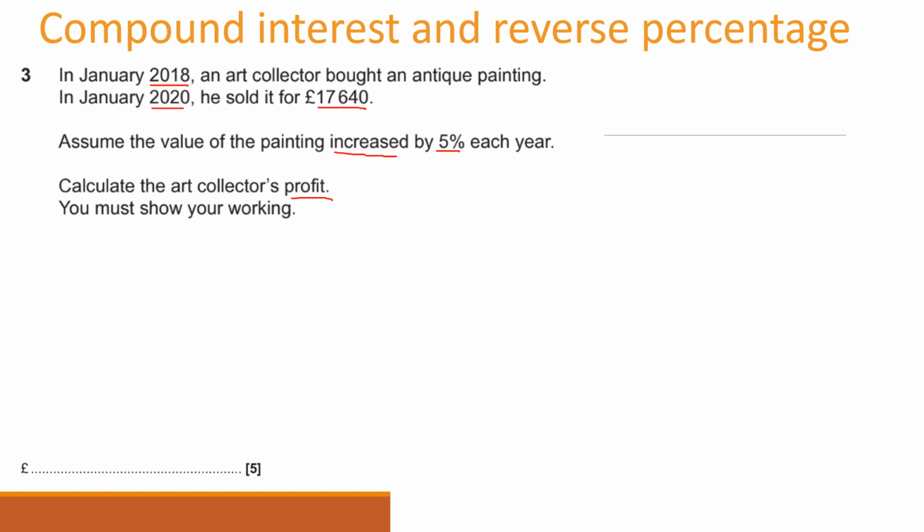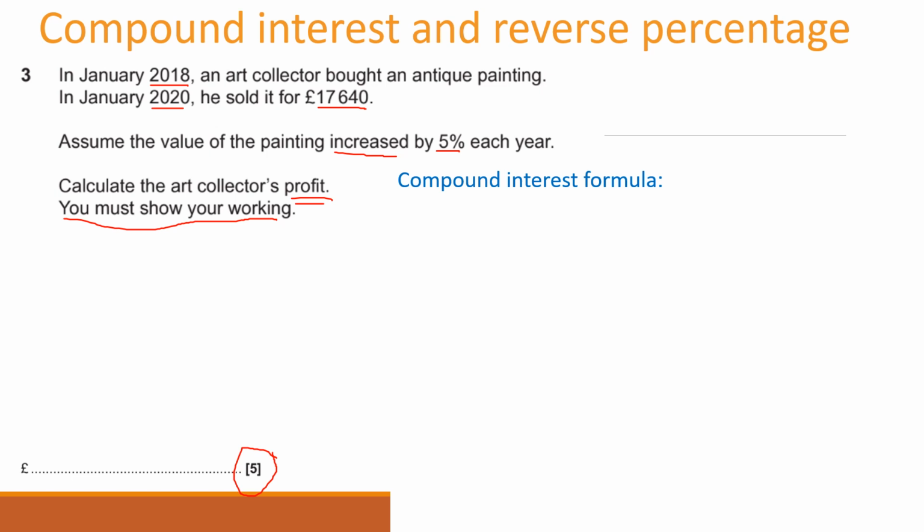Okay, so the question wants us to find the profit, and it says you must show your working out. Now if you don't show your working out, you will not get the full 5 marks for this question. So down here it tells me that the question is worth 5 marks. So there's a lot of information to do in this question. Now, first of all, we need to know the formula for compound interest.